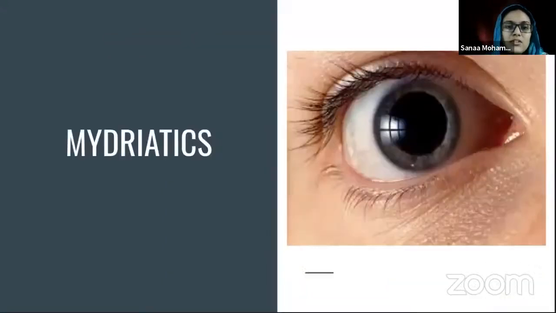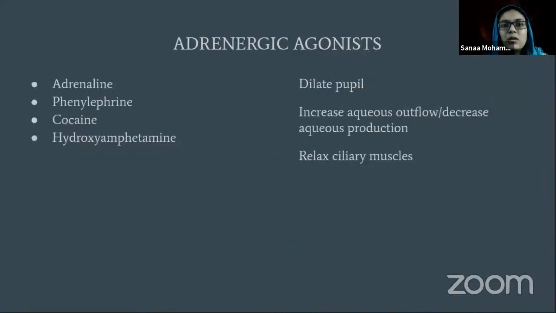Next, we'll go to the second set of drugs, which is mydriatics. So we said already, mydriatics include two groups of drugs. We have the sympathomimetics and parasympatholytics. We'll start with the sympathomimetics, also called the adrenergic agonists. So this includes drugs like adrenaline, phenylephrine, cocaine, and hydroxyamphetamine. Their actions include dilatation of the pupil, increased aqueous outflow, reduced aqueous production, and relaxation of your ciliary muscles.